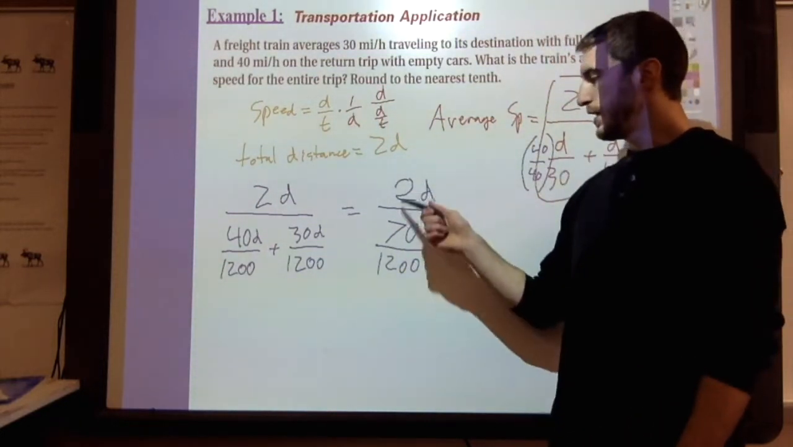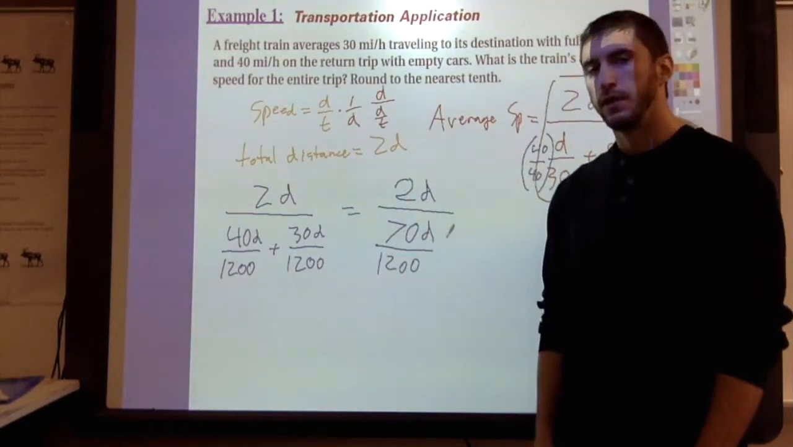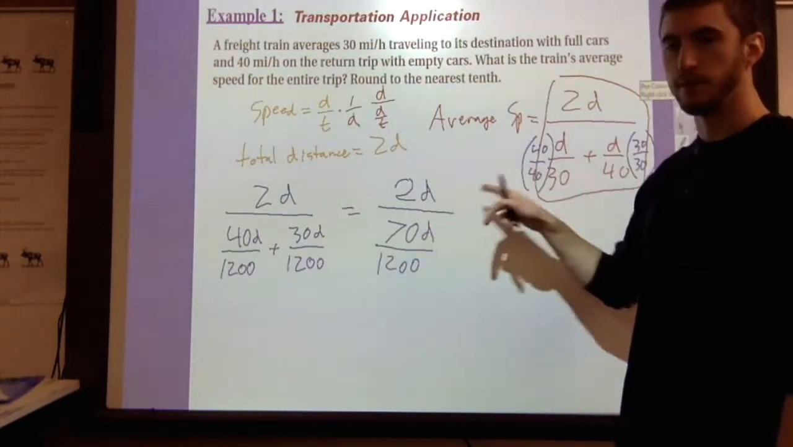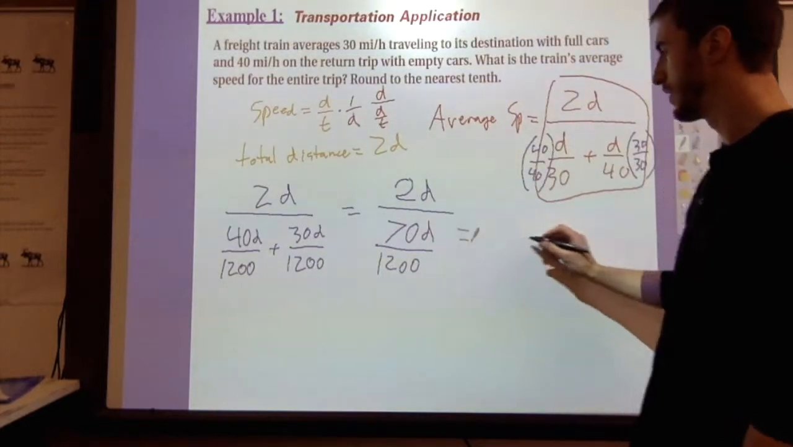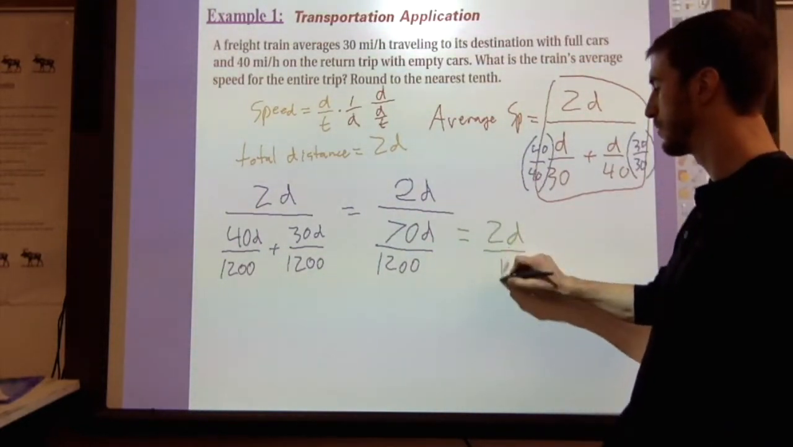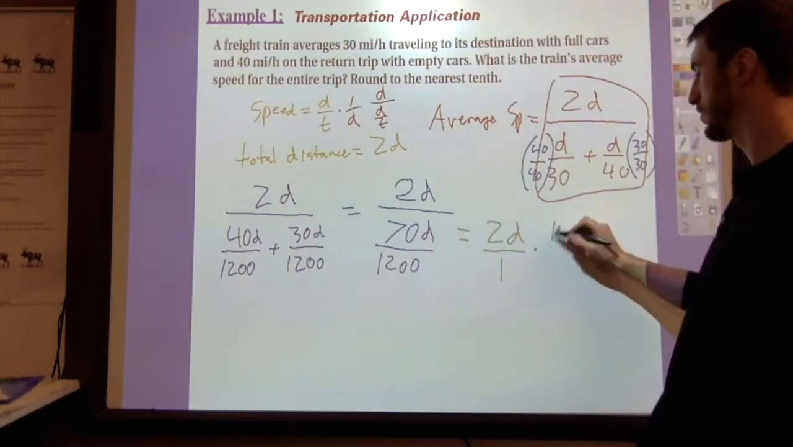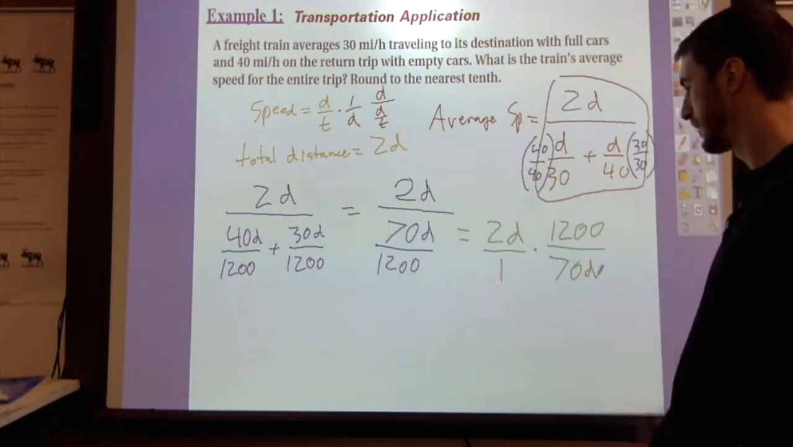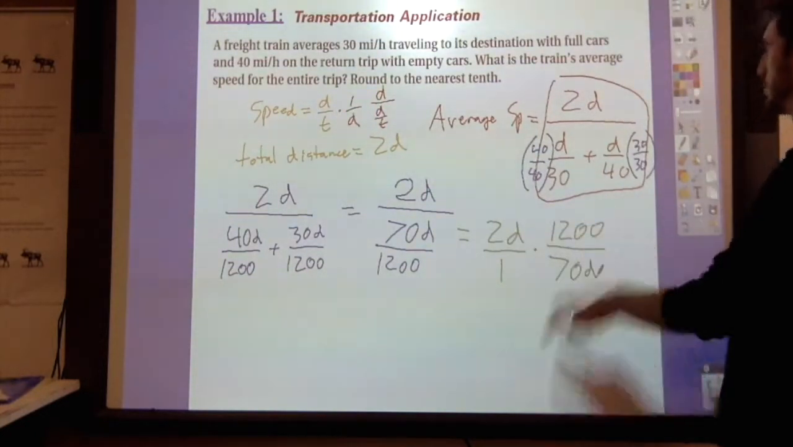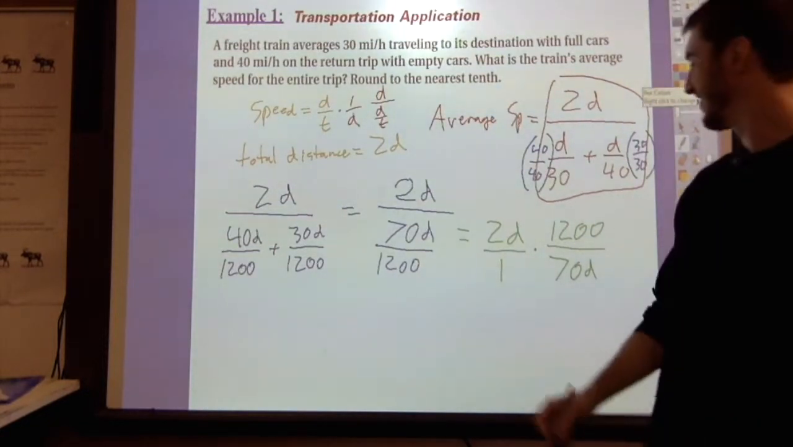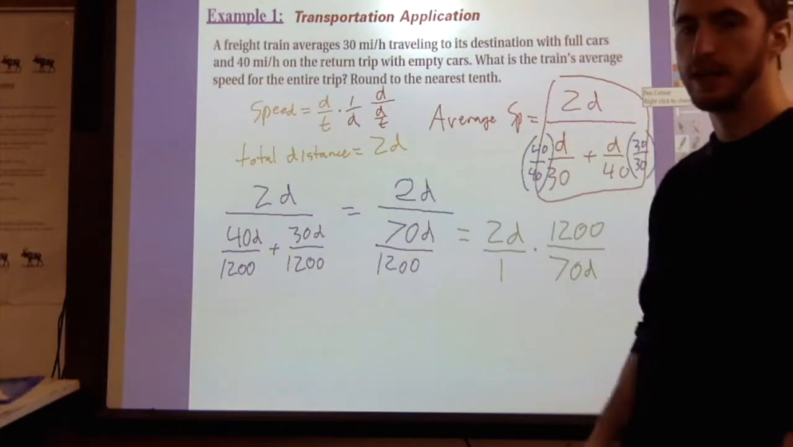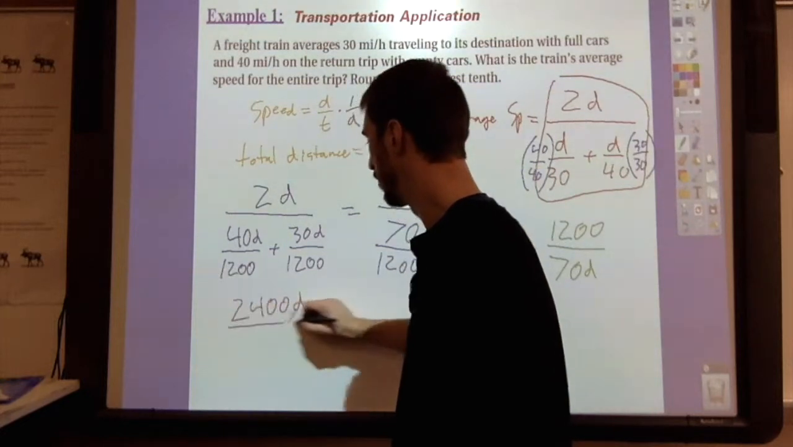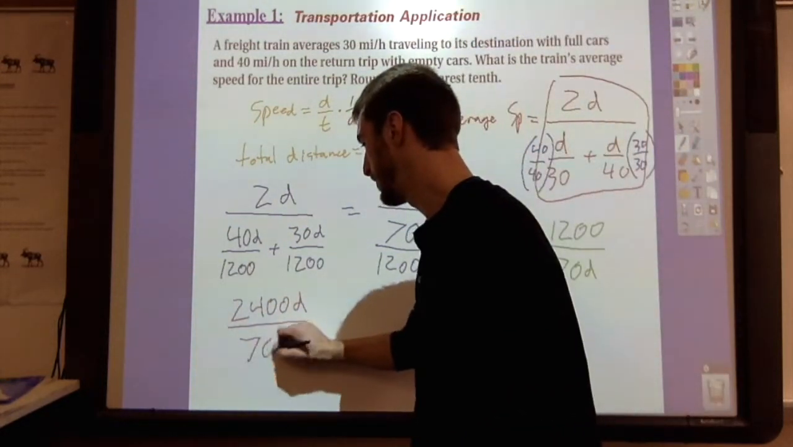Now I've got this 2d over this fraction here. So what I'm going to do with that is I'm going to flip my denominator, move it up here, and multiply straight across. So we've got 2d, and I'll write 2d over 1, times the reciprocal of this. So 1200 over 70d. Okay, now we can just multiply straight across. And we've got 2d times 1200 is 2400. 2400d over 1 times 70d is 70d.